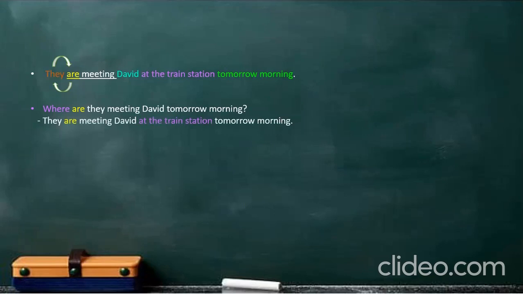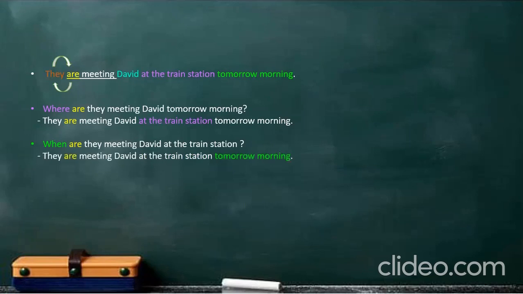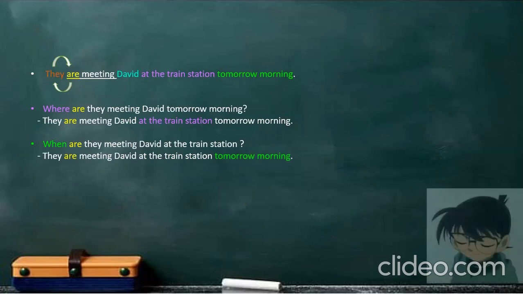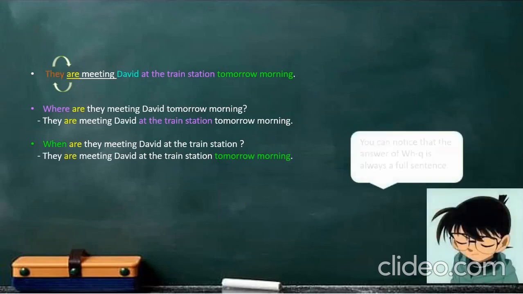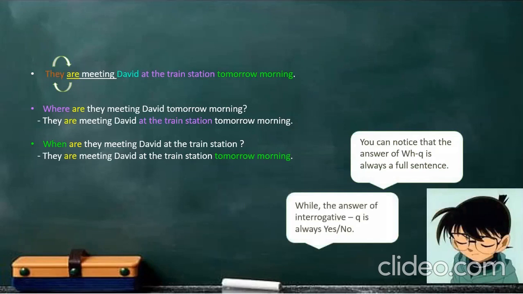And the last thing that I can ask about is tomorrow morning, the time. So the suitable W as a question word will be when. When are they meeting David at the train station? Our answer will be, they are meeting David at the train station tomorrow morning. So you can notice that the answer of a WH question is always a full sentence, while the answer of an interrogative question is always yes or no.